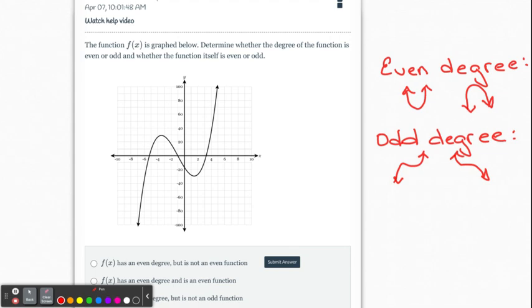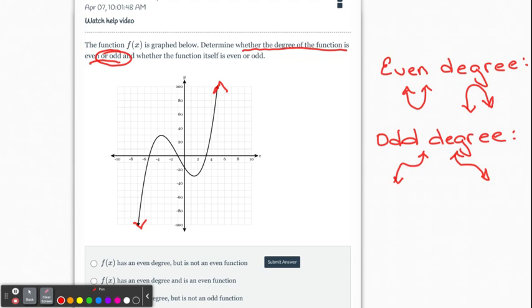So for the first part, where it says determine whether the degree of each function is even or odd, you just have to look at the arrows. In this case, the arrows are going in opposite directions. One's pointing up and the other's pointing down, so it's going to be an odd degree. But that doesn't mean that the function is odd.